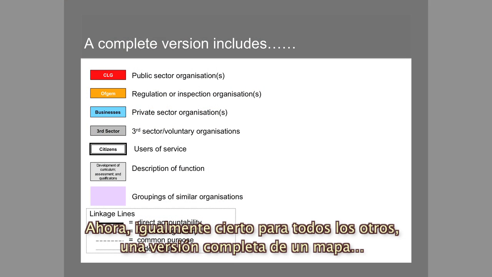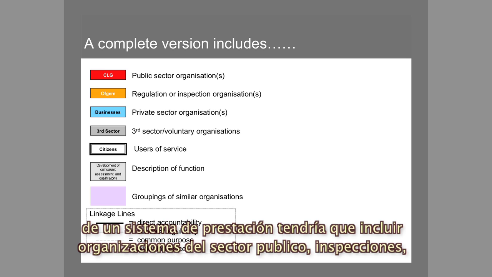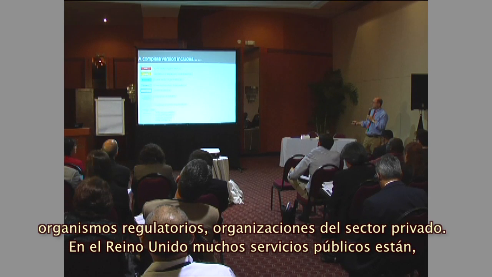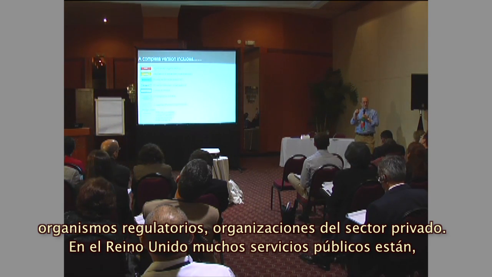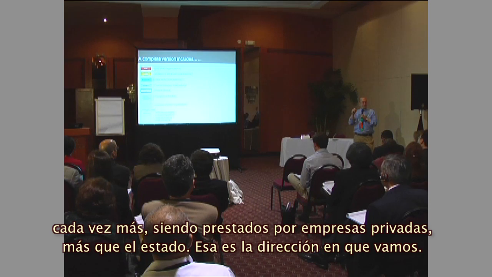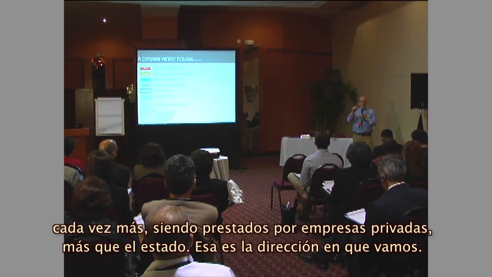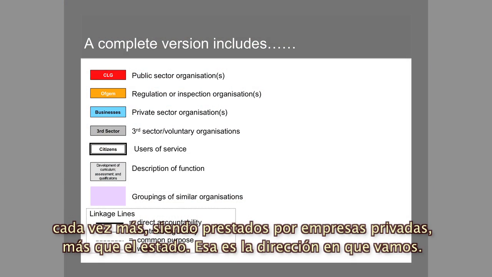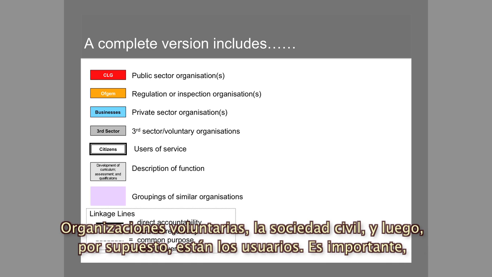A complete version of a delivery system map would actually have both public sector organizations, inspectorates, regulatory bodies, private sector organizations. In the United Kingdom, many public services are increasingly being provided by private businesses rather than by the state. That's a direction of travel that we're on. Voluntary sector organizations, civil society, and then of course you have the users.